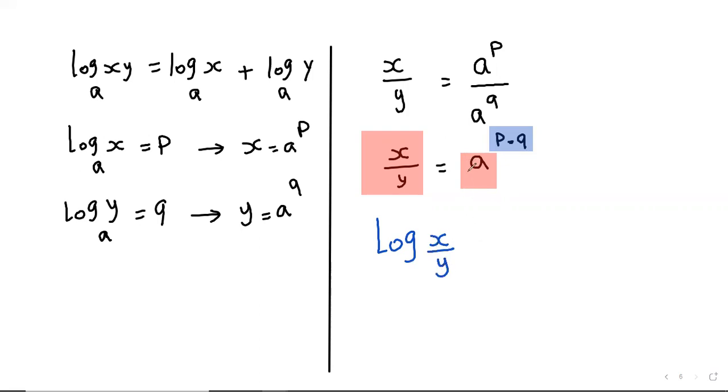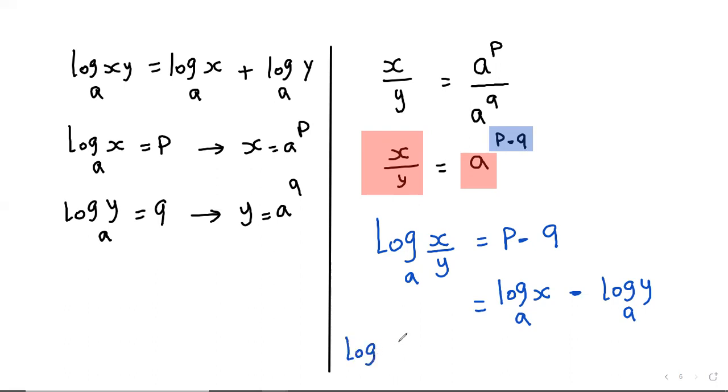Okay. In the base a, equals p minus q. Let's substitute p instead of b. You are going to write log x in the base a minus q. Q is log y in the base a. So we reach a conclusion, which is the division rule. So log x divided by y equals log x in the base a minus log y in the base a.